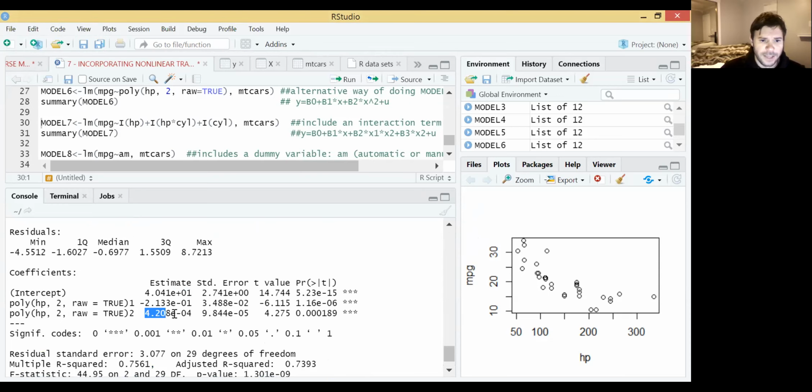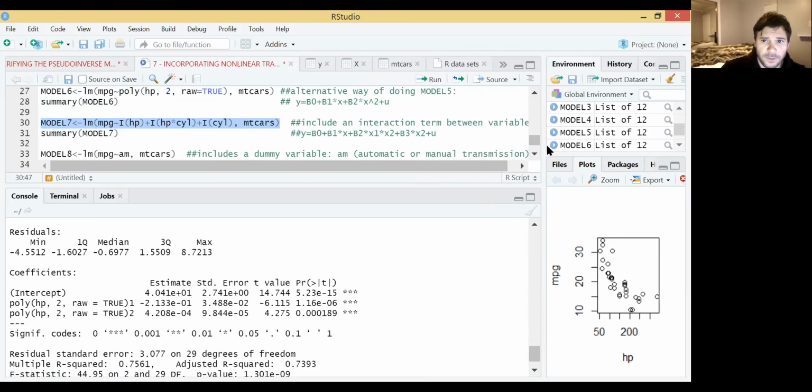So if you wanted to make a higher order polynomial transformation, you can use this poly function to do that without having to write everything out manually. There's also a way to do that incorporating interaction terms, so I'll let you play around with that on your own. But we're going to look at model 7 here, which is a situation where I have incorporated interaction terms between the variables.